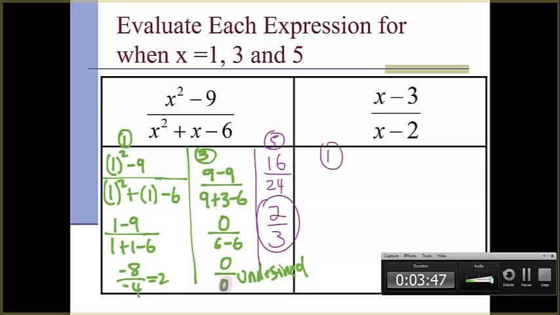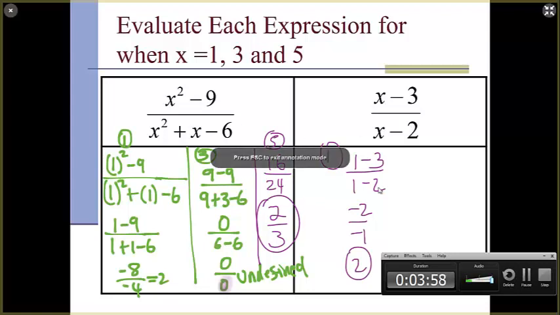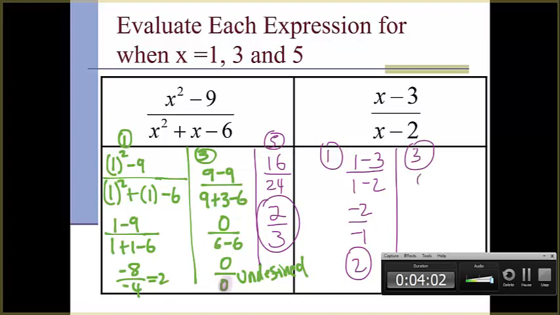Okay, so the next one is a little bit easier. So if I plug in 1, I get 1 minus 3 over 1 minus 2. That gives me negative 2 over negative 1, which gives you positive 2. And that's done. The next one, if I plug in 3, I'm going to do this a little quicker. I get 0 over 1, which is 0. It's not undefined, again, because you have a 0 on top, and that's okay. So it's just 0 as your answer.